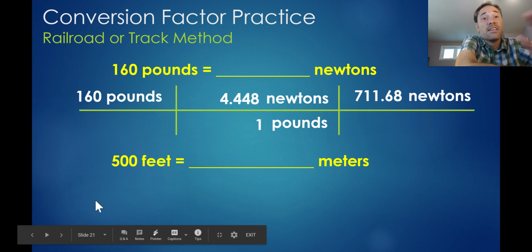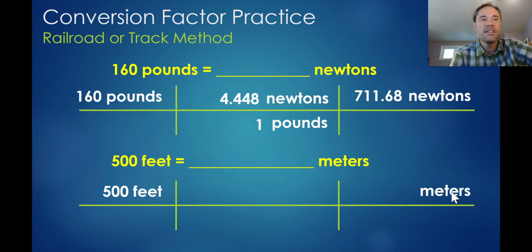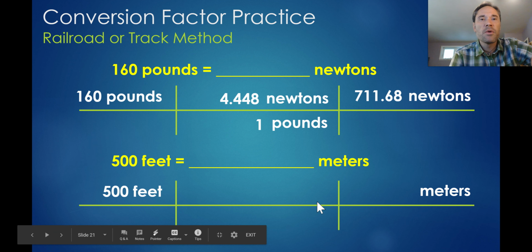Same kind of deal for feet to meters. Set up the same kind of deal here. 500 feet goes on the top. Meters go on the right, left and right. We put the feet on the bottom and the meters on the top because I want the feet to cancel.